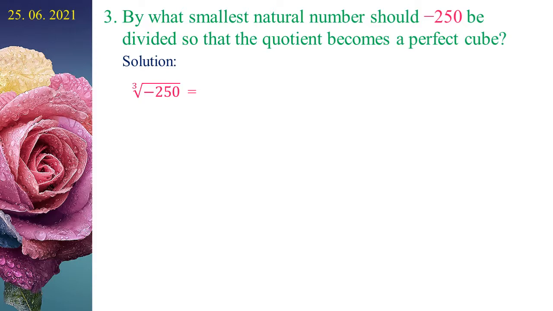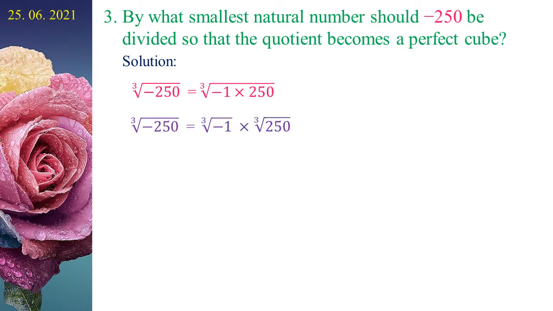First, we should write the given negative integer minus 250 as the product of minus 1 and a positive integer 250. So, cube root of minus 1 into 250. Then, we should find the cube root of the negative integer minus 1 and we should find the cube root of the positive integer 250.